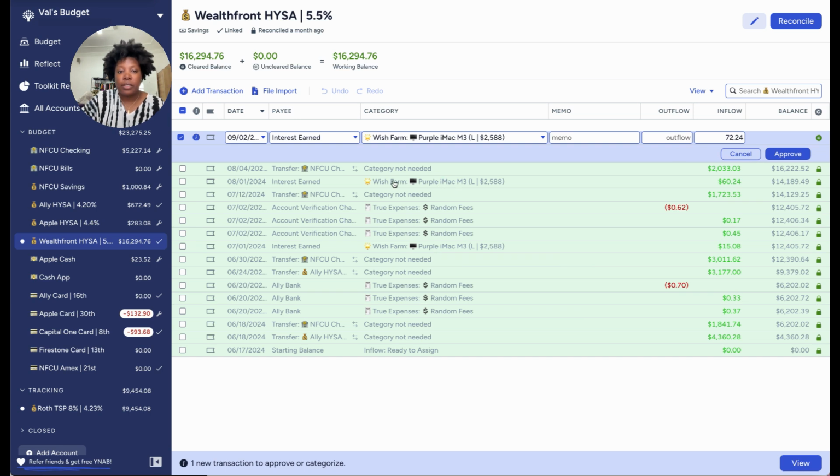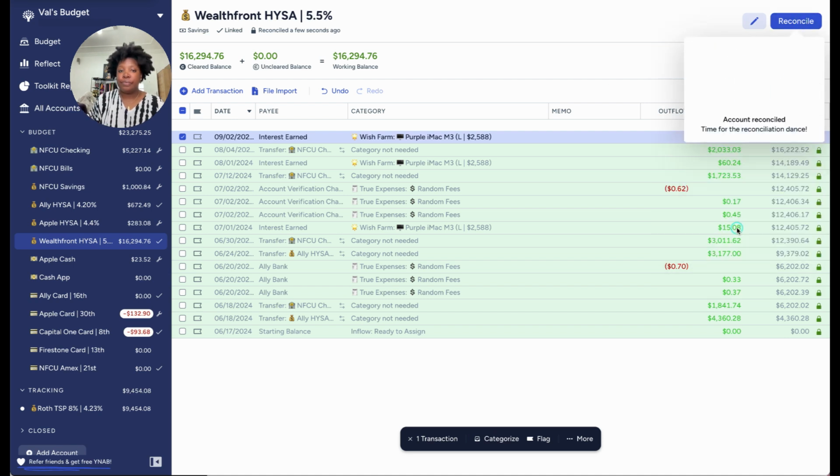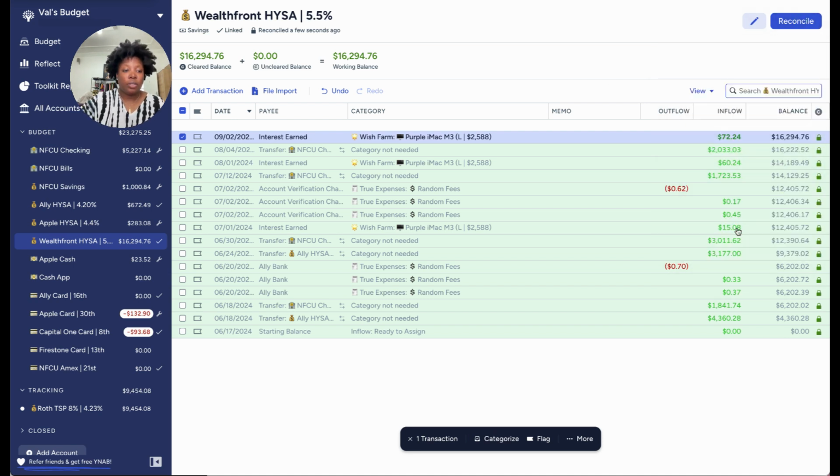Yeah, because that's what I did for last month as well. So all of the interest that I earned in my Wealthfront will go towards that. And so I do have a balance of $16,294.76. So we can reconcile this. And that is good to go.